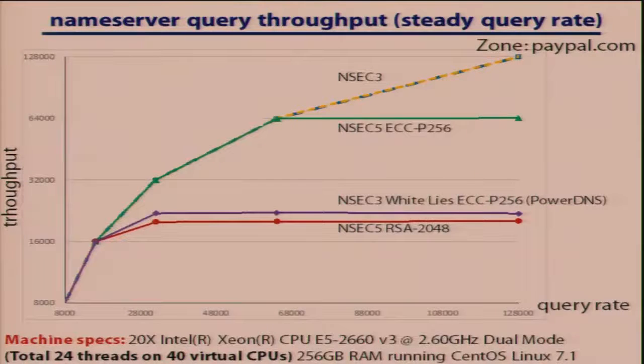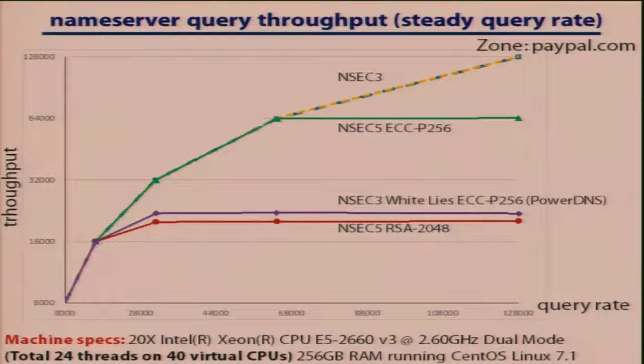Okay, the last thing I want to show is the throughput of our name server. So what we did here was we set up a name server, and when I say we, I mean Dimitris and Shuman. So there were 24 threads running on 40 virtual CPUs. So this was a big box, what you might imagine acting as a DNS server. What we do is we send queries to this box at a steady rate. You can see we started at 8,000 queries per second up to 128,000 queries per second, and we see when the box can no longer respond, basically where it maxes out.